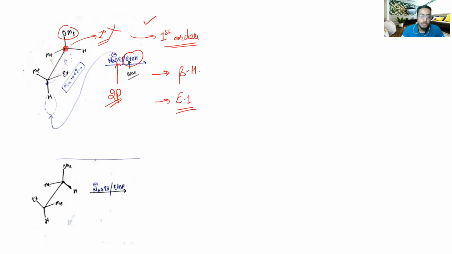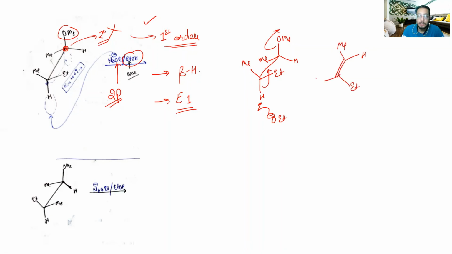Now in the E2 mechanism we know that we require anti-periplanar stereochemistry, and I have already written the molecule in anti-periplanar form, and we have H and a Me here. As our OEt base attacks this hydrogen, this bond will move here and the OMs leaves, and we get a product like this with Me and Et here and Me here. So this is our final product of this reaction.